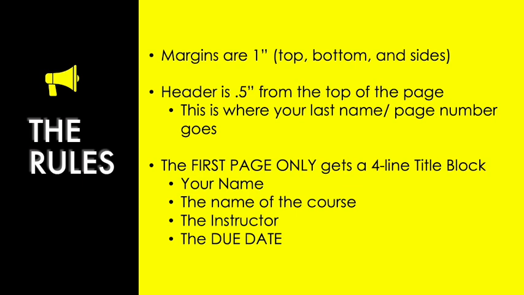Only on the first page, you're going to get a 4-line title block. It does not go in the header. It goes in the body of the paper, and that title block does not get repeated on subsequent pages. The title block contains your name, first and last, the name of the course or the course number. For instance, this one would be English 1101. You can put the full name if you like, first year composition. It's up to you, but indicate what course you've written it for. Put the instructor's name. In this case, it will be Professor Graves.